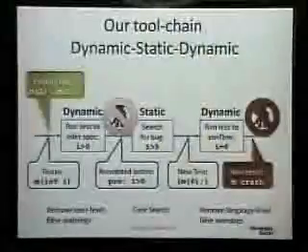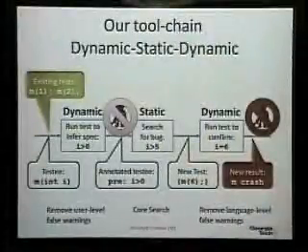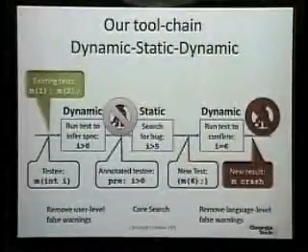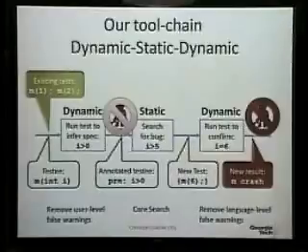So we started with a dynamic analysis step here. And then we have a static analysis step, which is really the core of the entire pipeline. In that static analysis step, we're going to do the bug searching. And it's the over-approximation because we want to cover ideally all the paths through the program.